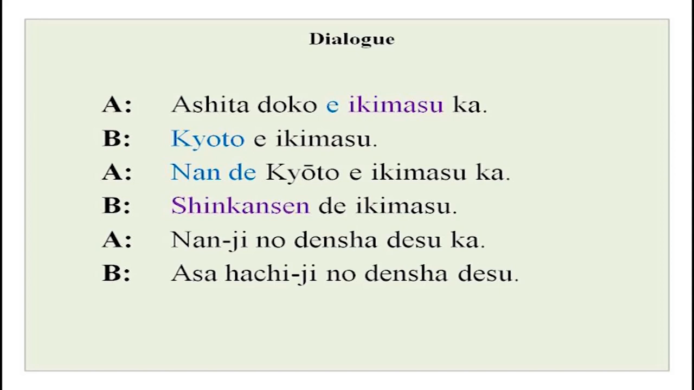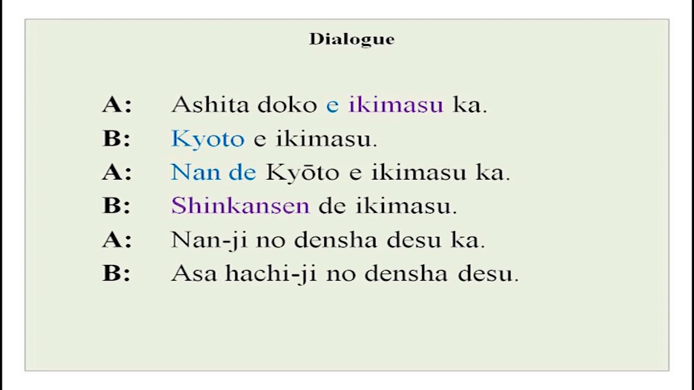And ka, of course, is the question word. So now you can see: Ashita doko e ikimasu ka? Where are you going tomorrow? Kyoto e ikimasu. Kyoto, of course, is one of the cities in Japan. The old capital of Japan is Kyoto. Kyoto e ikimasu. I am going to Kyoto.